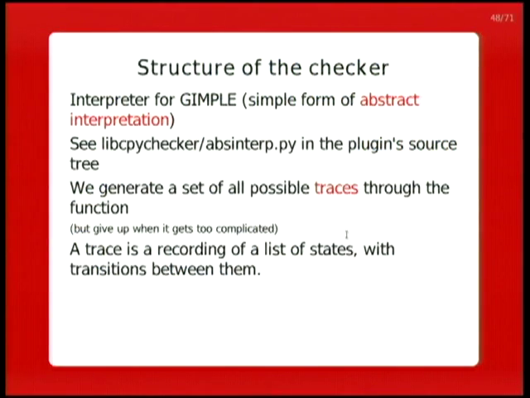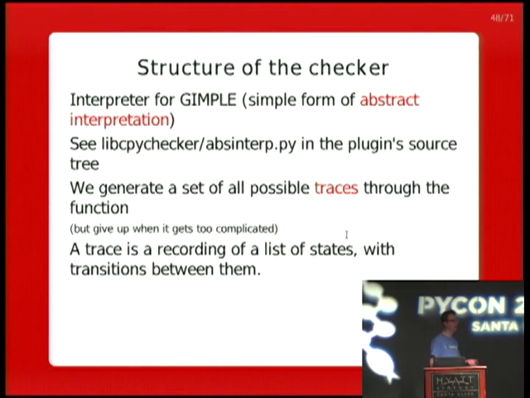So how does this work internally? Well, it's an interpreter for that GIMPL representation, but it's a form of abstract interpretation, a very simple form of that, where rather than having specific values, I track all possible values. And this is kind of a dumb way of doing it. Mathematically, there are much more sophisticated ways of doing this, but this works well enough. I generate a set of all possible traces of execution through the function. So I have a tree of here's the initial state, and then what could happen next. And then eventually, hopefully, the function terminates, and here is everything that happened.